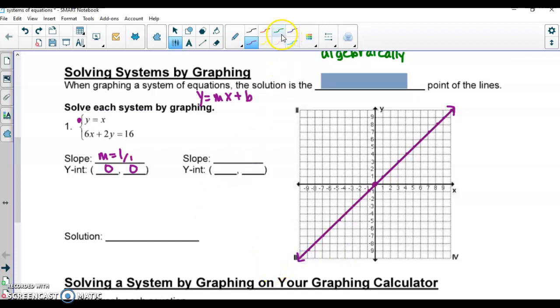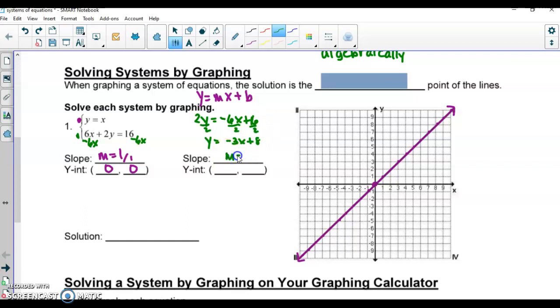Now we're ready for equation number 2. Switch colors. That will help keep your work a little bit organized. Notice this second equation, 6x plus 2y equals 16, is not given to us in slope-intercept form. So to graph it, we need to first put it into slope-intercept form, which means we need to solve our equation for y. I need to subtract 6x from both sides, so 2y will be negative 6x plus 16. Divide each term by 2. So y will be negative 3x plus 8.